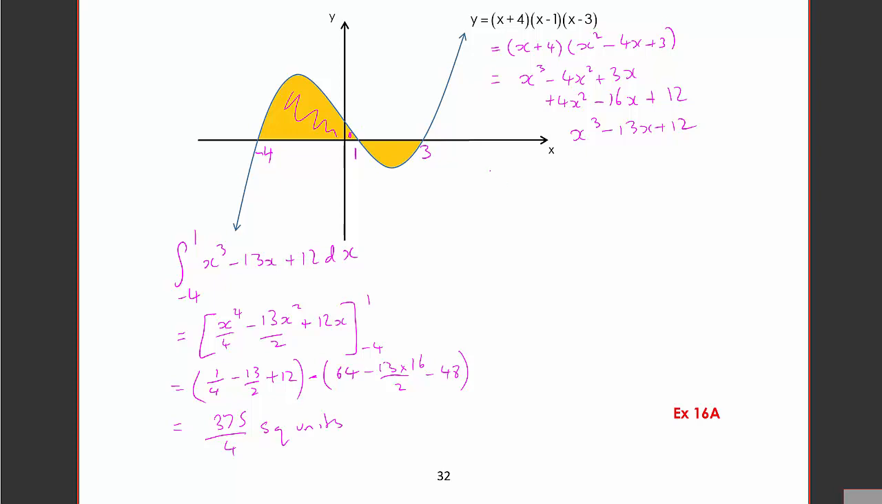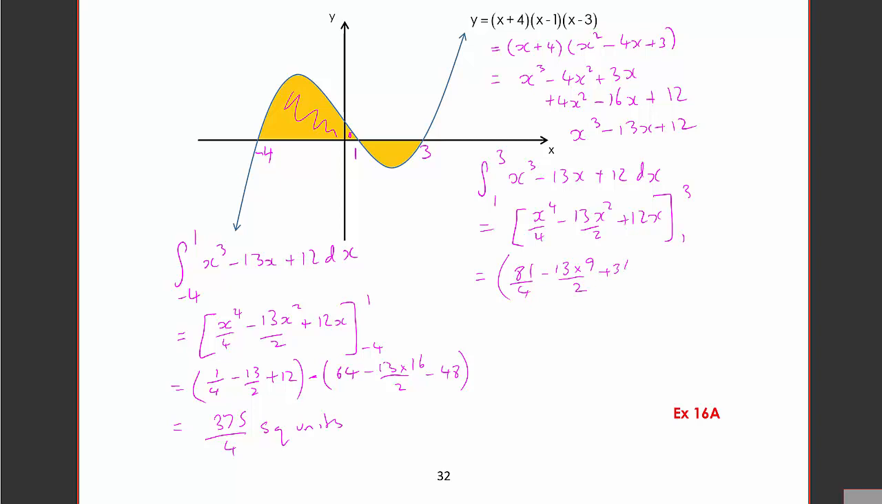And then we want the integral from 1 to 3 of the same thing. We've already done the integral once, so that's easy enough. X to the 4 over 4, take 13x squared over 2, add 12x, at this time from 1 to 3. So if we put 3 in there, we've got 81 over 4. Take away 13 times 9 over 2, add 36. And when we put 1 in there, we had a quarter, take away 13 over 2, add 12.